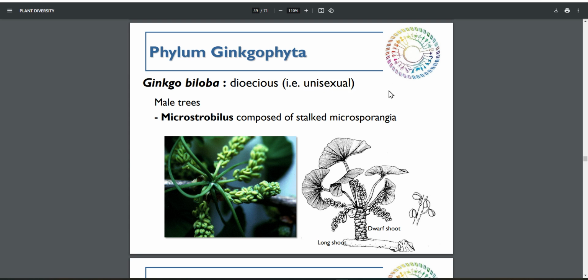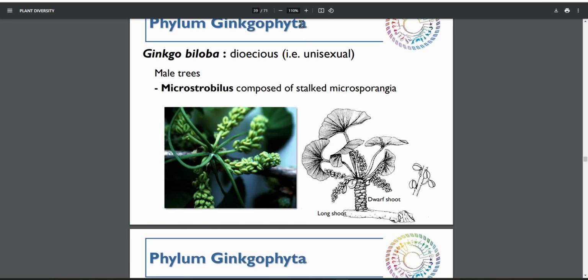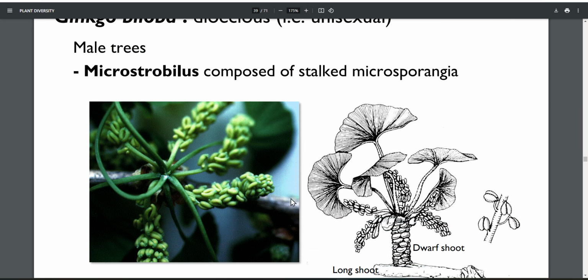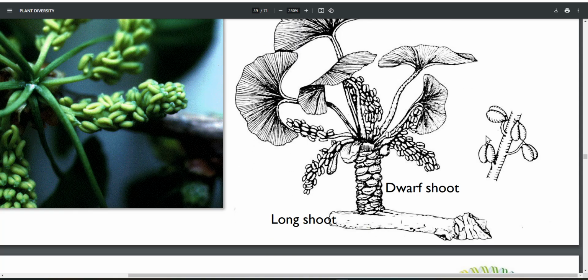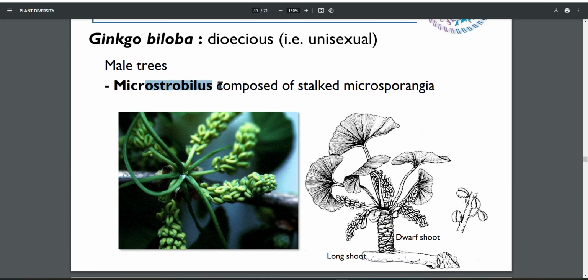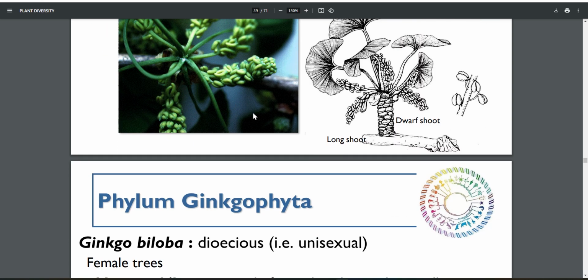Ginkgo biloba are unisexual, and the males have microstrobili, which is this structure here. This is the microstrobilus. They're comprised of stalked microsporangia. This sort of bean-like thing is the microsporangia, and the stalk connects to the microstrobilus. And if you remember the word strobilus, that is the same as the name for the very similar structure in ferns.